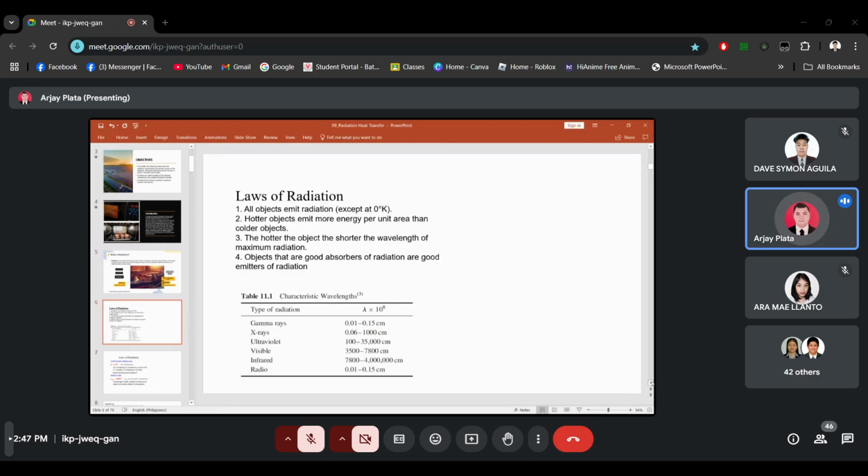All objects emit radiation except at 0 Kelvin. So above zero, all objects emit radiation. Hotter objects emit more energy per unit area than colder objects. So the hotter the object, the shorter the wavelength of the maximum radiation. Objects that are good absorbers of radiation are also good emitters of radiation. So that's the law.